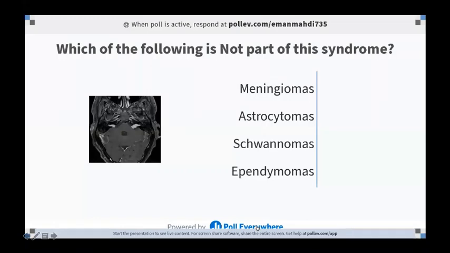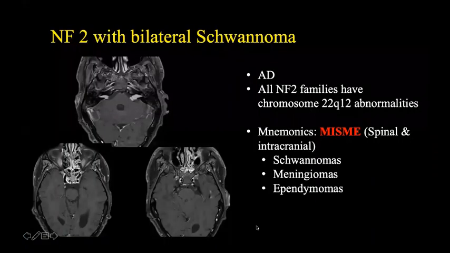Okay, so it's a case of NF2 with bilateral schwannomas, as you can see. NF2 is autosomal dominant, and the mnemonic that you can use to remember is MISME: multiple inherited schwannomas, meningiomas, ependymomas. So these are the things that are associated with NF2, and then it's only astrocytoma excluded, which is associated with NF1. So MISME, that's the mnemonic to keep in your mind.